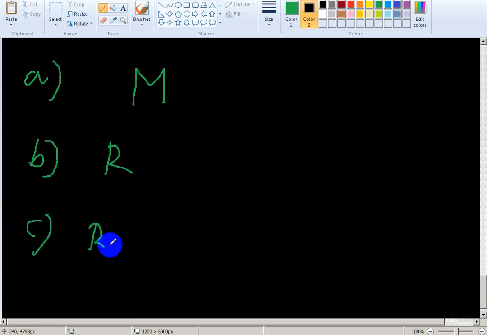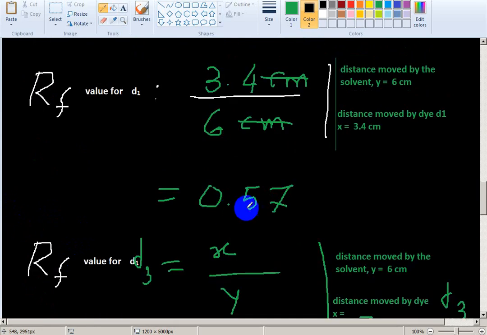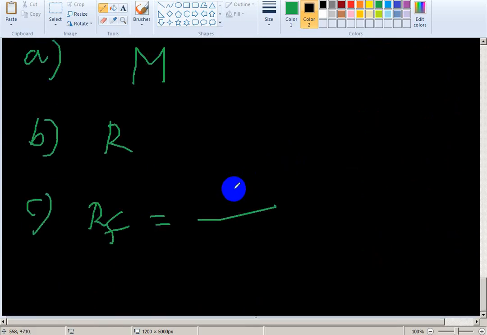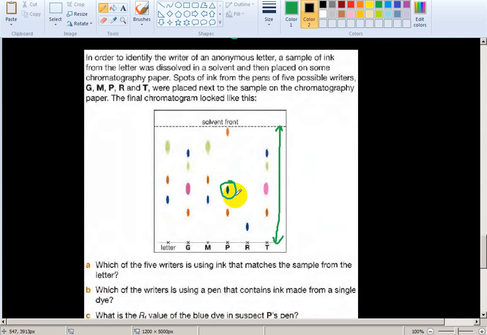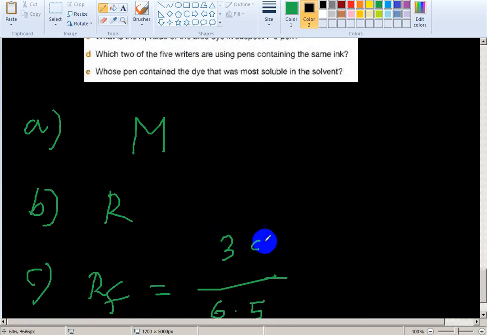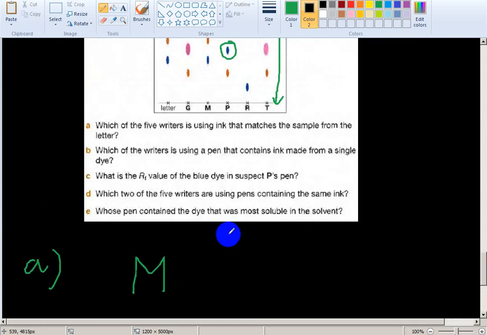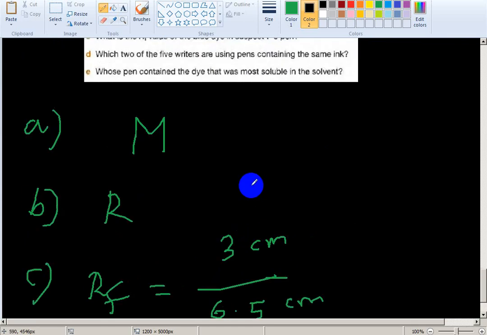We know Rf equals distance moved by the solute divided by distance moved by the solvent. The solvent moved 6.5 centimeters, and the solute, the dye, moved maybe 3 centimeters. What is the Rf value for this one? 0.46. So the Rf value for P's pen we have found.